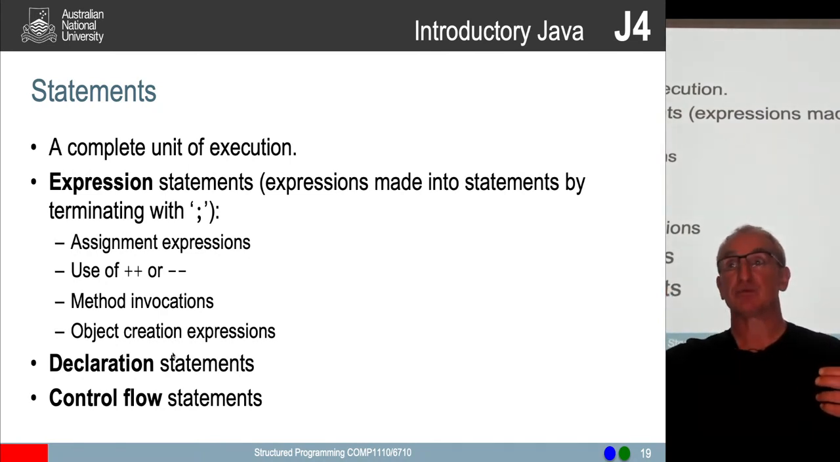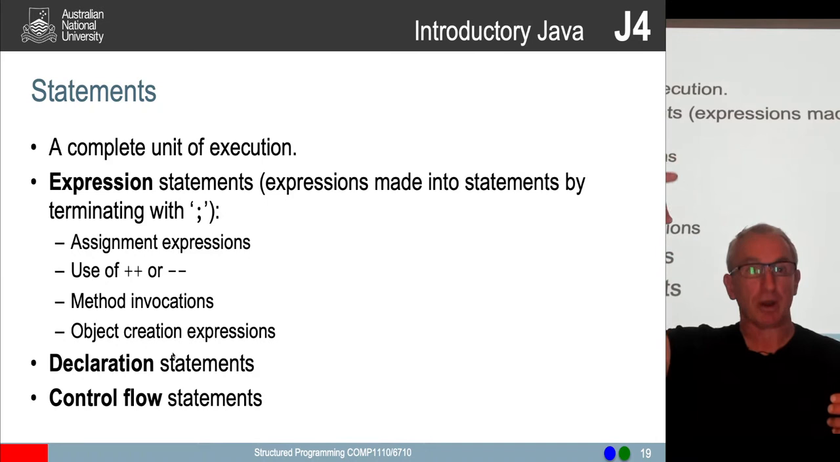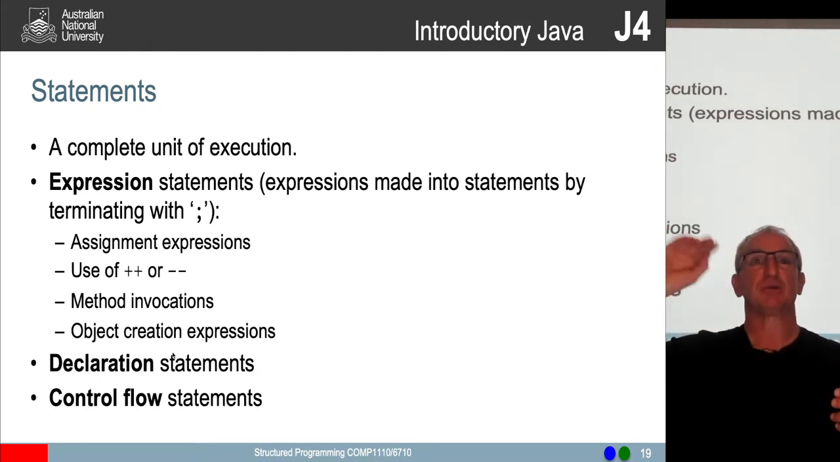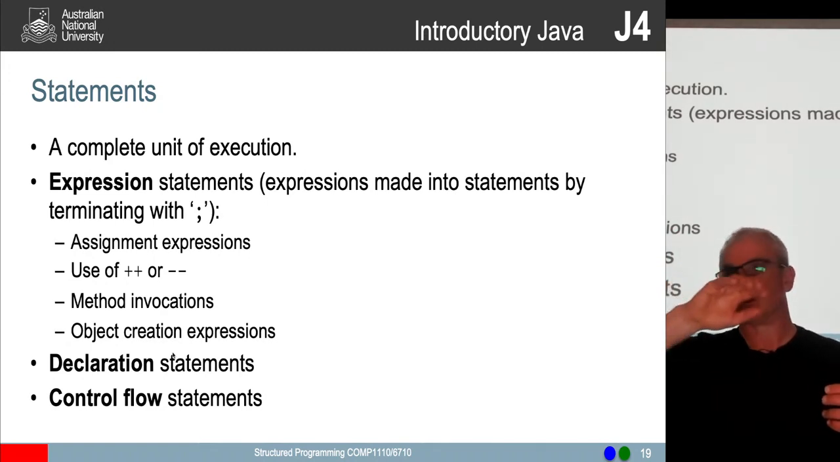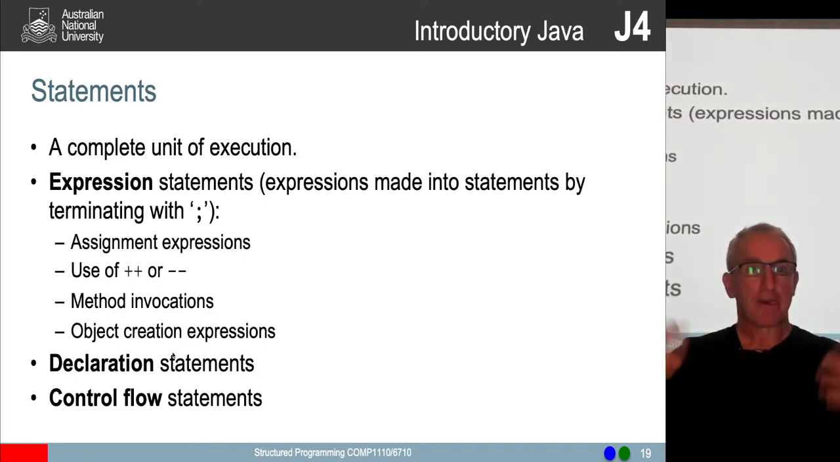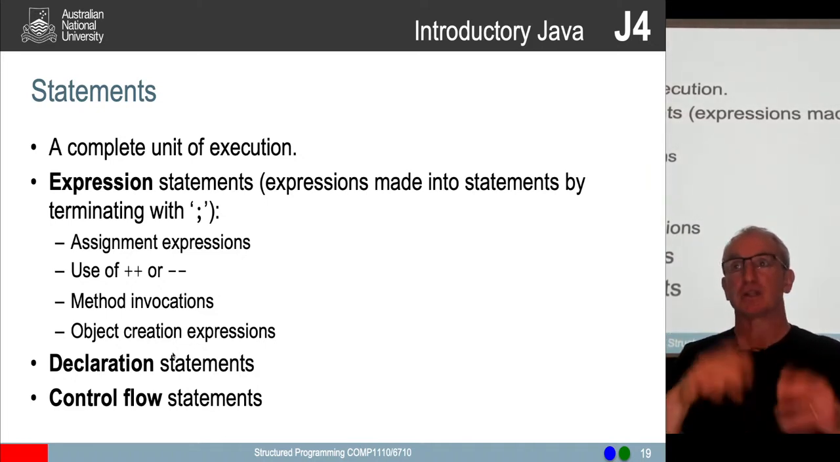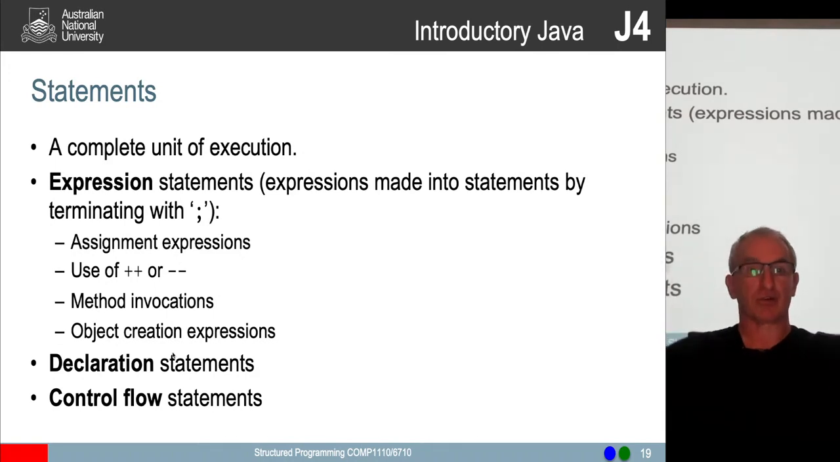We can have assignment expressions, say x equals 5. We can use plus plus or minus minus. We can say x plus plus. That's an expression in its own, which means make x bigger by 1. We can say y minus minus, with a semicolon, which means make y smaller by 1. We can invoke a method. We can say do the thing, semicolon, and that is an expression in itself. And we can create an object, as you saw before. We can say new Object, semicolon, and we've created a new object.